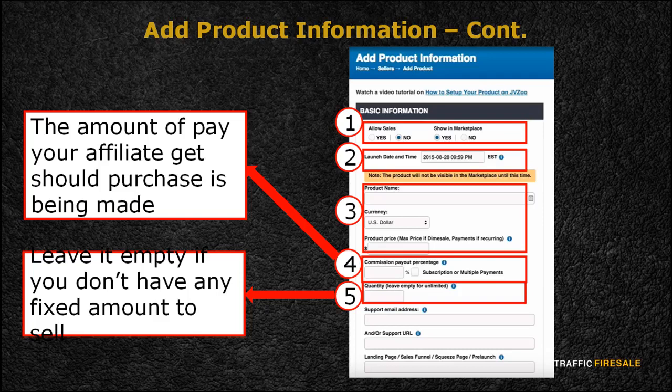Next, enter the name of your product, the main currency you're using, and of course, the price of the product. The conversion payout percentage means the amount of pay your affiliate will get should a purchase be made. If the product you're selling has a subscription payment, you'll need to fill in the pop-up information. Additionally, if you have a trial price, another box will appear for you to fill in. Moving on, continue with filling in the quantity. If you're selling it without a fixed amount, just leave it empty, but if you do, type in the exact amount.